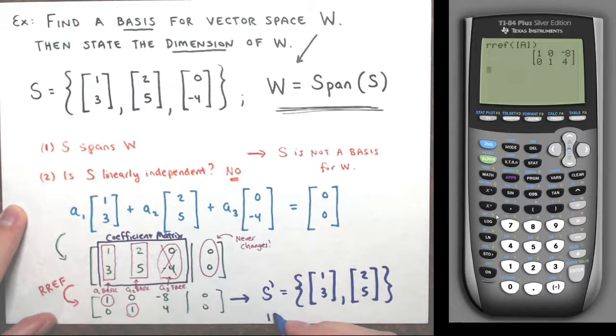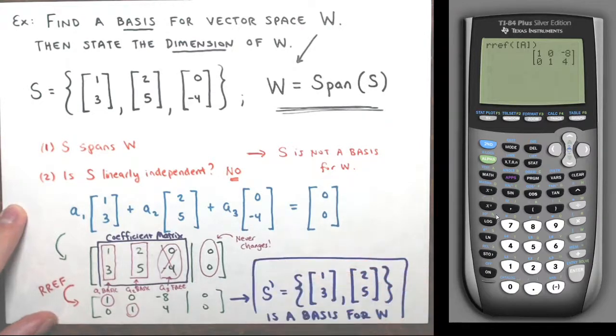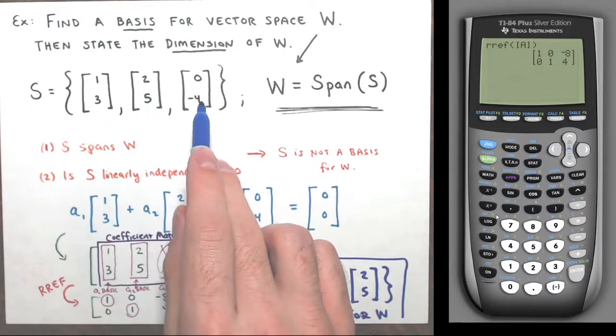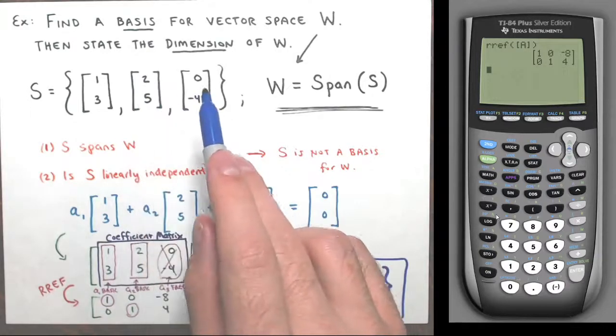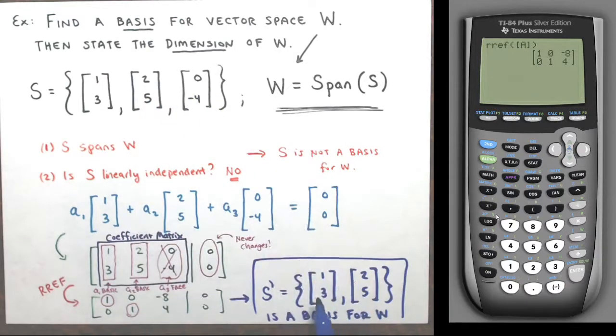This is a basis for W. And you can double check, right? Again, the span of these three vectors would be equivalent to the span of these two. Every linear combination of these three can be written as a linear combination of these two.